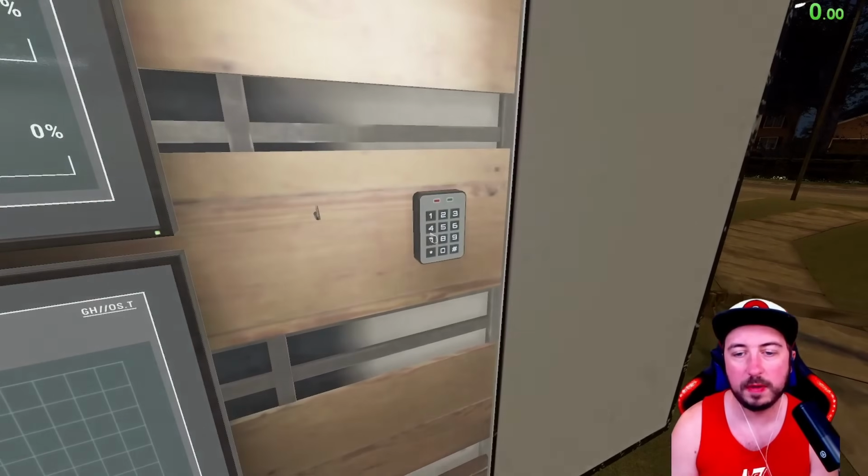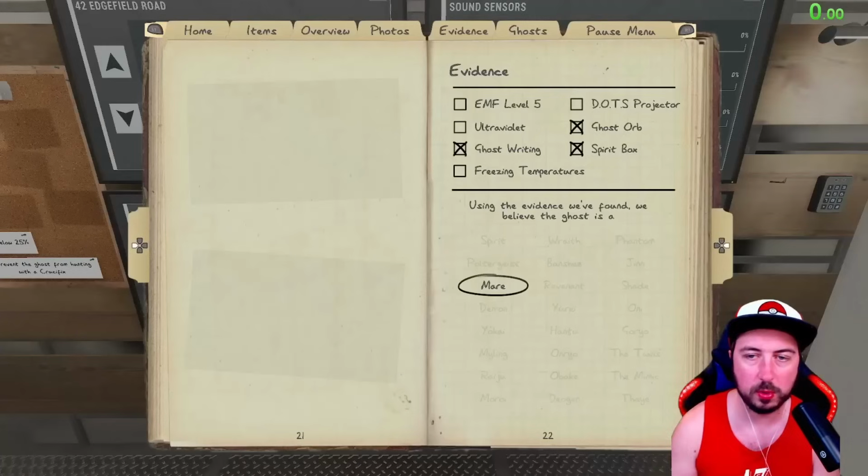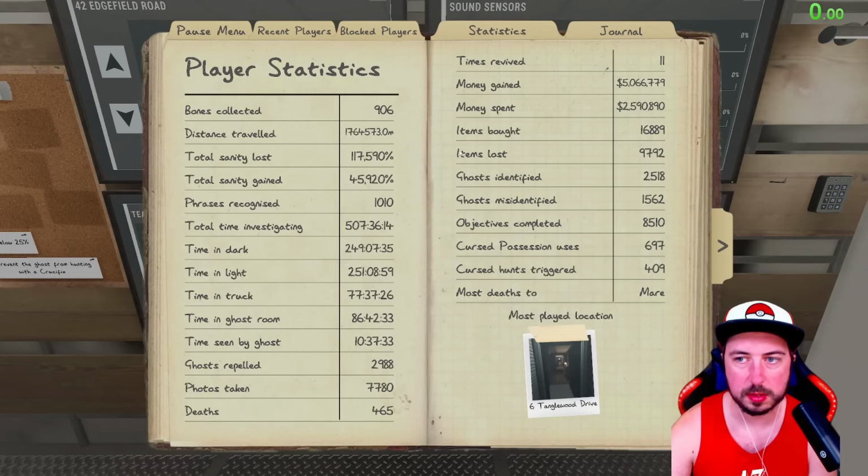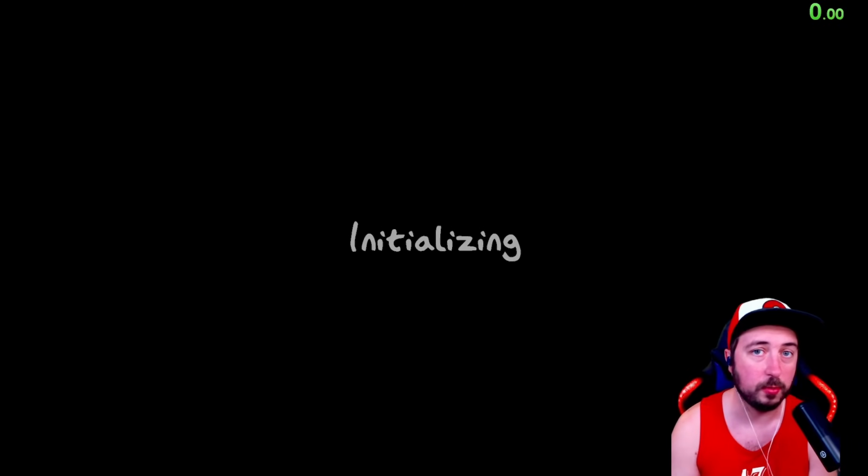It's a Mare. Fun fact, Mares have actually killed me more than any other ghost. No, I've got to go to statistics. Most deaths to Mare. Would you look at that? And we got one here. It did not kill me this time, though. We survived it.